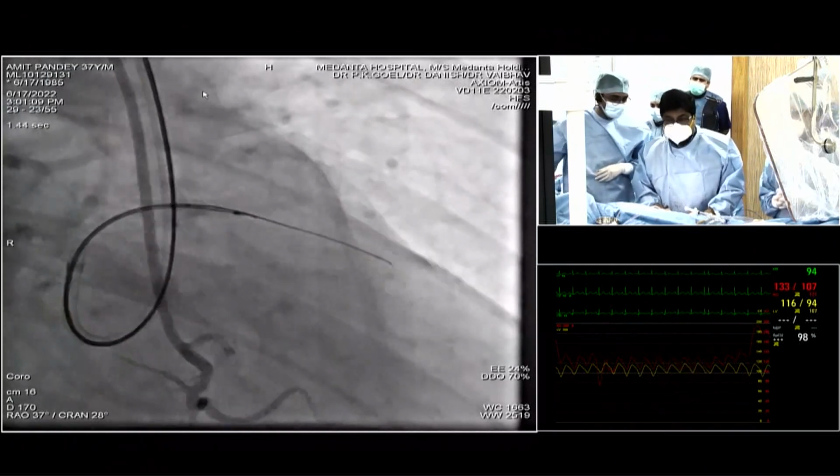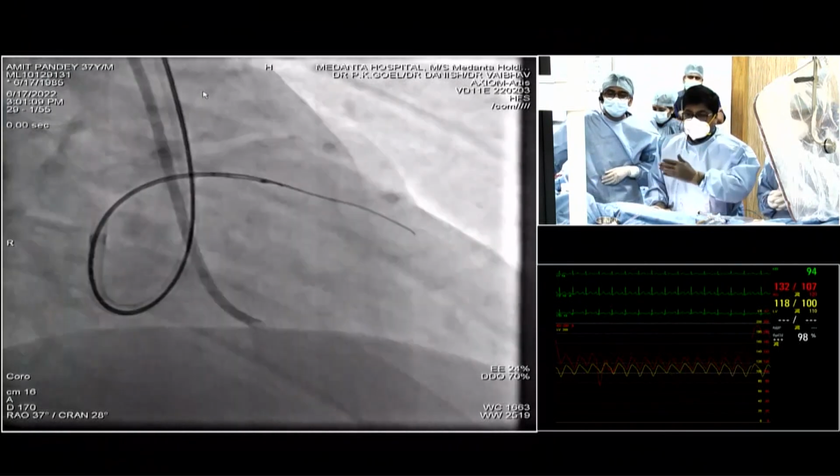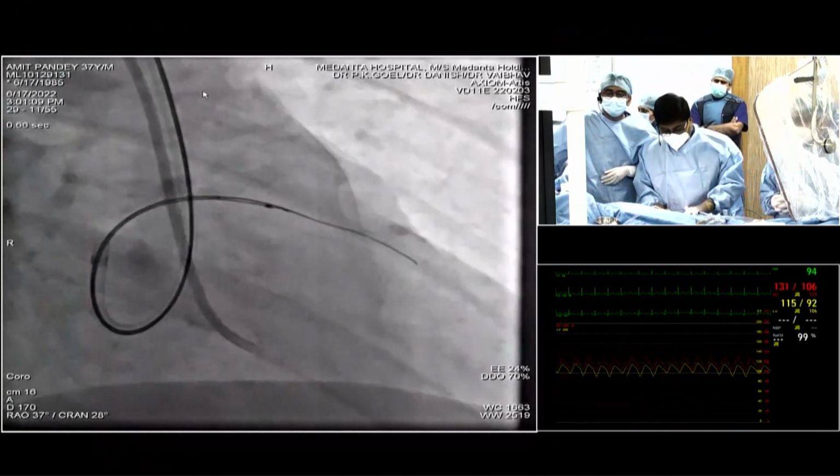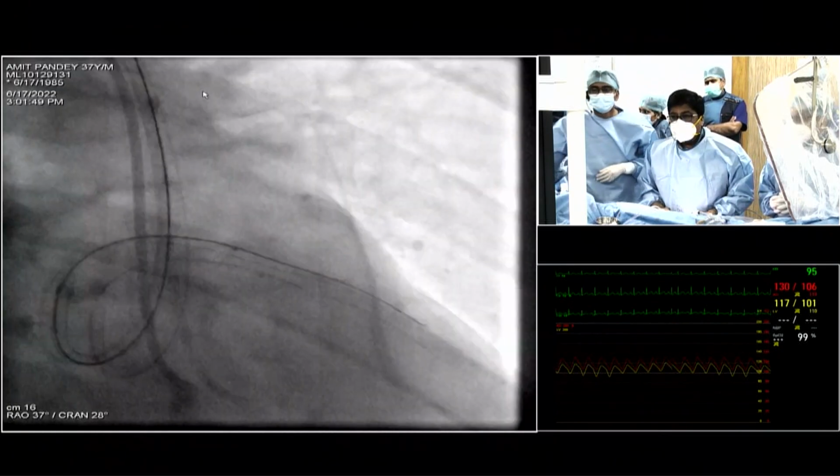Okay. I need a trap. I'll get this thing out. Use this as the main wire and do a parallel once again.